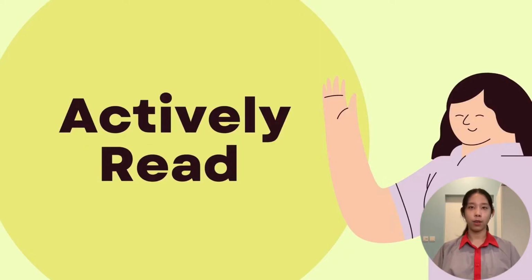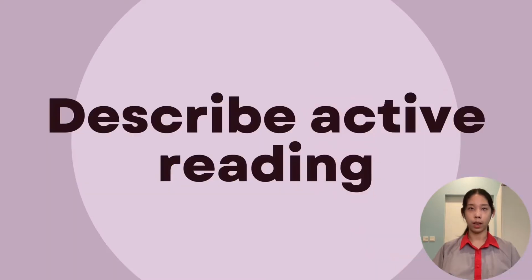Today, we are presenting you the sixth chapter from the book Peak Performance, Success in College and Beyond. This chapter will help you learn how to create an effective reading system. First, let's learn about active reading.